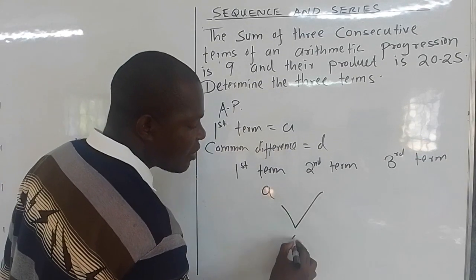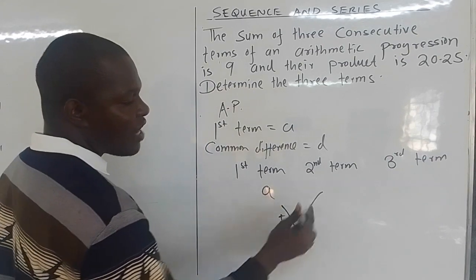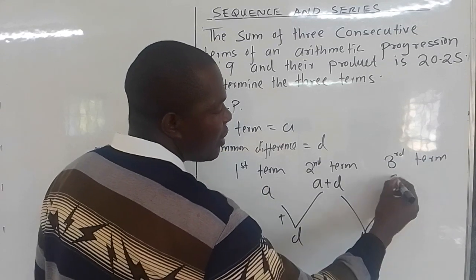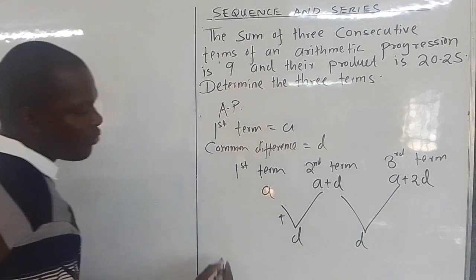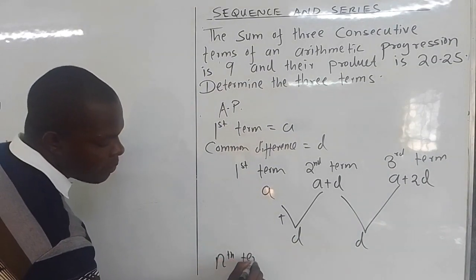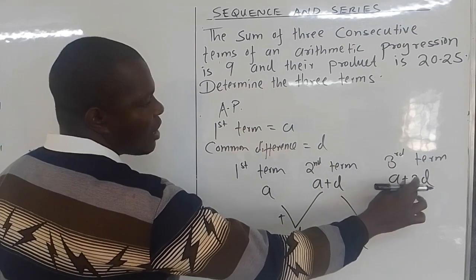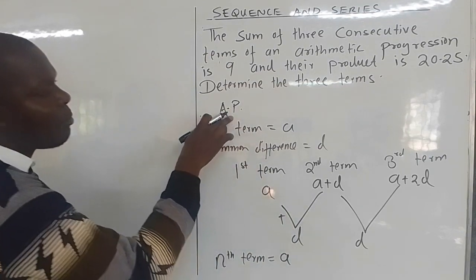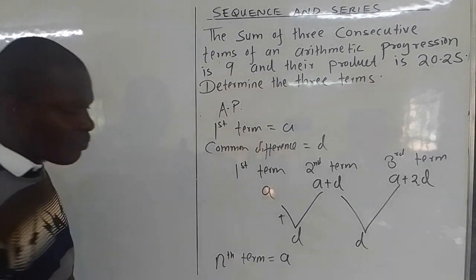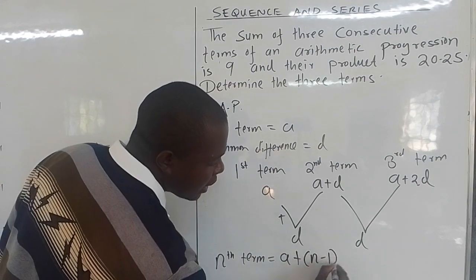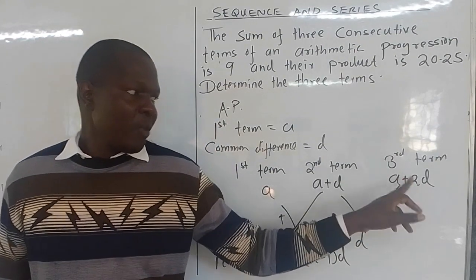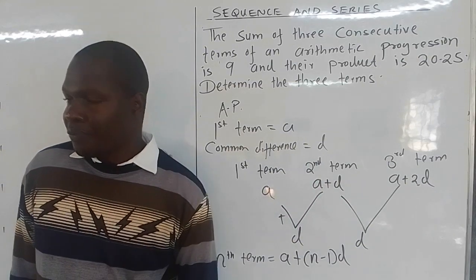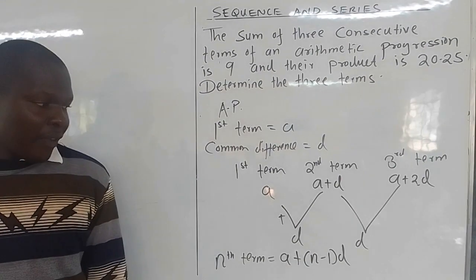So to get the second term, you use addition: A plus D is the second term, and your third term will be A plus D plus D, which is A plus 2D. From there you can see the nth term of an arithmetic progression: for the third term it is A plus 2D, so it is 3 minus 1, n minus 1. The nth term of an AP is A plus (n minus 1) times D. If n is 3, minus 1, you get 2D. If n is 2, minus 1, you get 1D. Are we together? That is how to get the nth term.